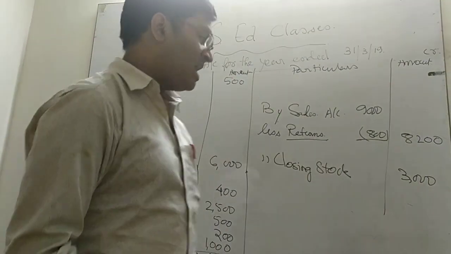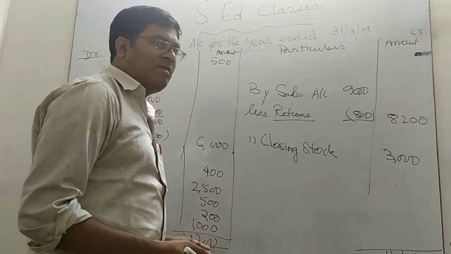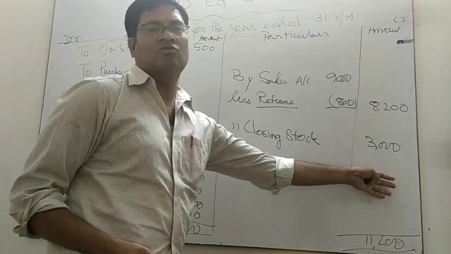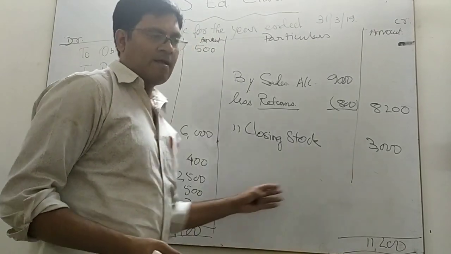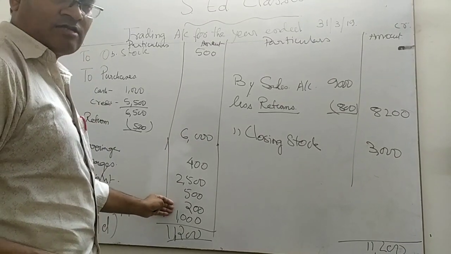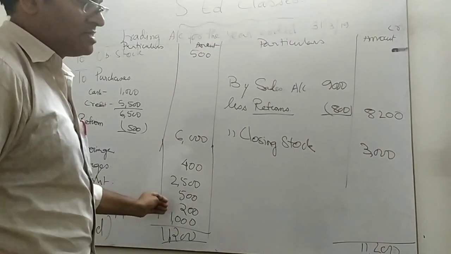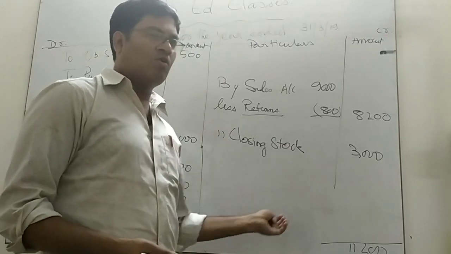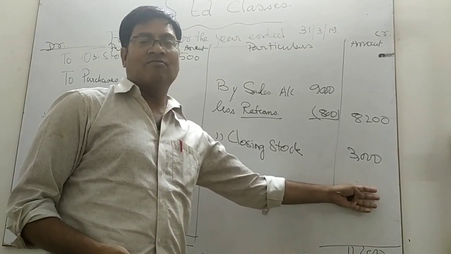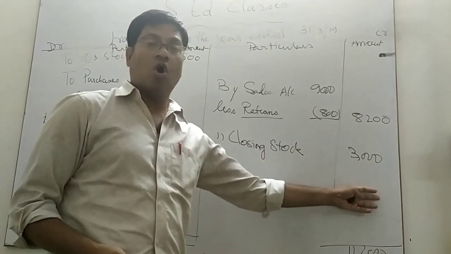Before that, if suppose your debit total would have been more, then we would have got a balancing figure over here. That balance would have been known as debit balance. This gross profit is a credit balance because credit total was more. That's why this 1,000 is a credit balance. If debit total would have been more, then we would have got a debit balance, and that will be named as gross loss.